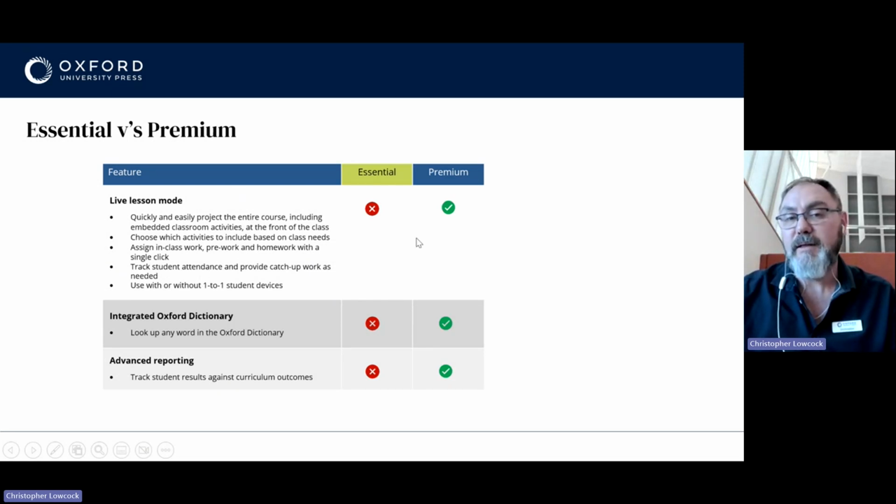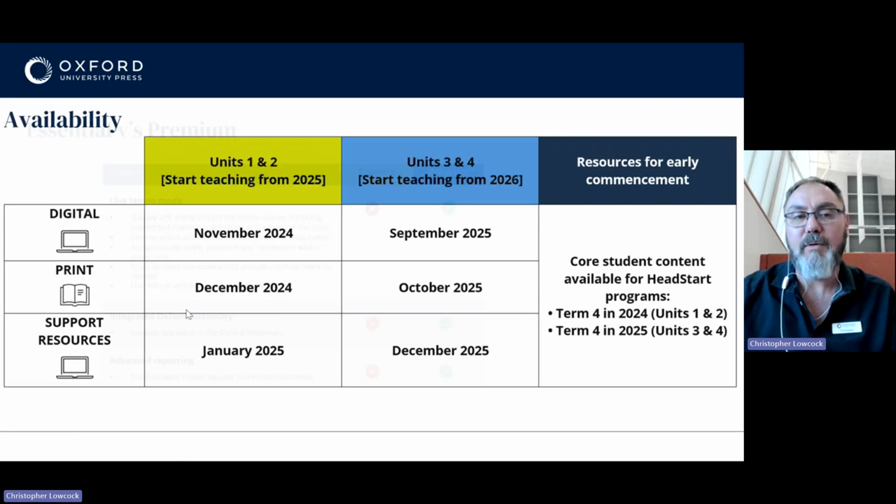The difference between the essential package and the premium is that the premium gives you that live lesson mode where you've got your tailored lessons and your presenting and control. And then you've got your interactive integrated Oxford Dictionary and that advanced reporting, the curriculum outcome reports.